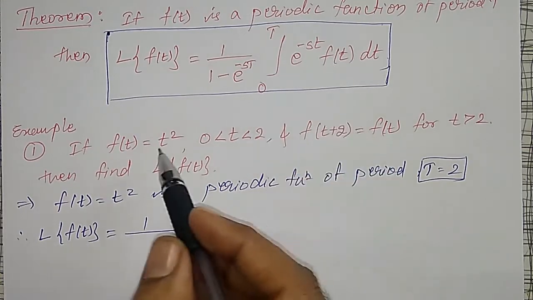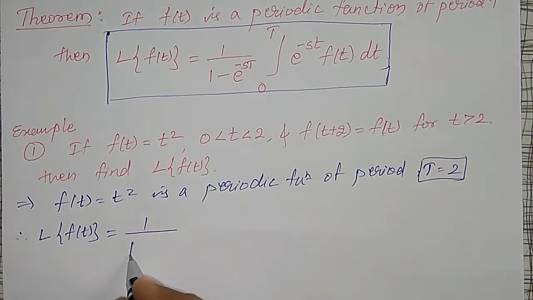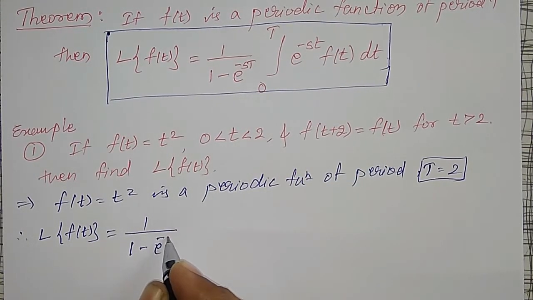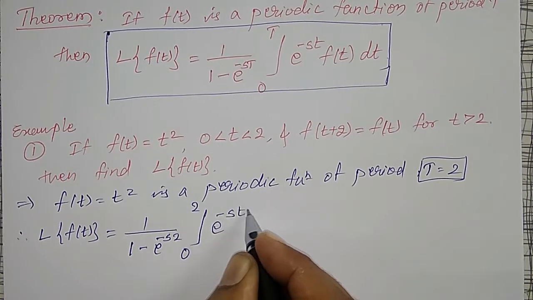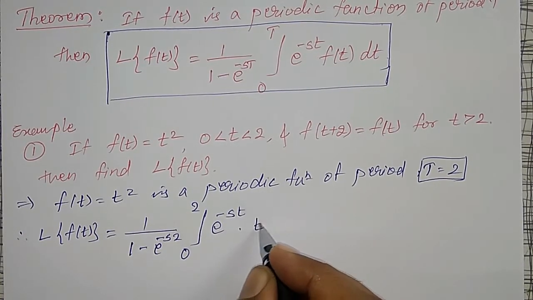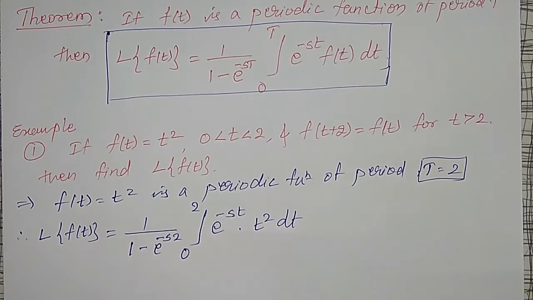I will substitute capital T equal to 2 and f(t) equal to t squared in the formula: 1 minus e raised to minus s into 2, integration from 0 to 2 of e raised to minus st into t squared dt. Okay, I am just substituting f(t) equal to t squared and capital T equal to 2. This one I have to integrate with respect to t between 0 to 2.